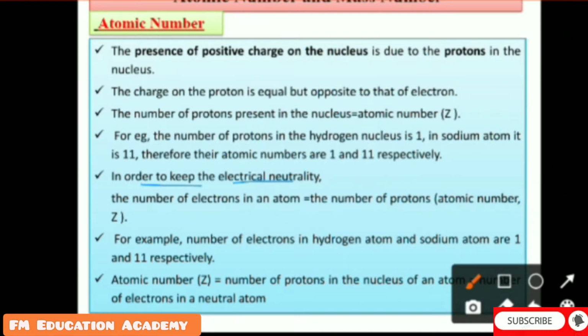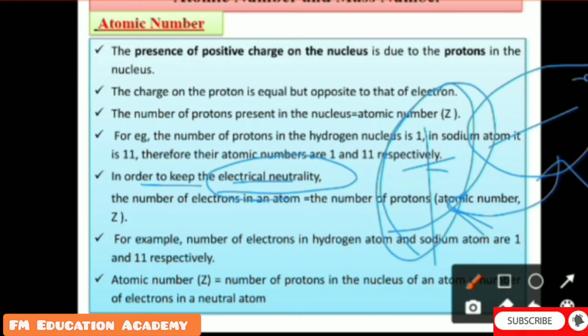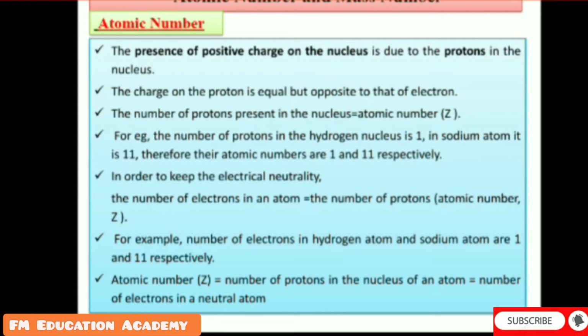So in order to keep electrical neutrality, what do we mean by electrical neutrality? We want neither more positive charges nor more negative charges. We want both of them to be balanced. We want an equal number of positive charges and negative charges. So for that, the number of electrons in an atom must be equal to the number of protons. That is nothing but the atomic number Z. For example, the number of electrons in a hydrogen atom and a sodium atom are 1 and 11 respectively. So the atomic number Z will be equal to the number of protons in the nucleus of an atom, and that will be equal to the number of electrons in a neutral atom.